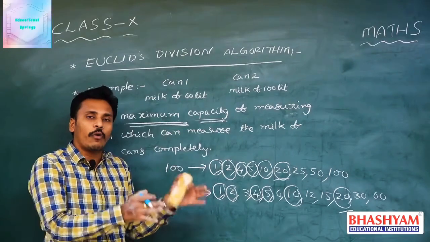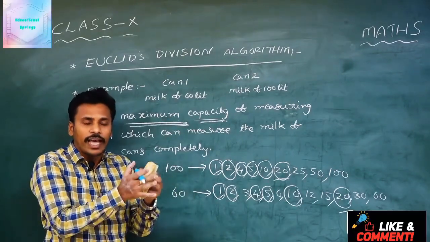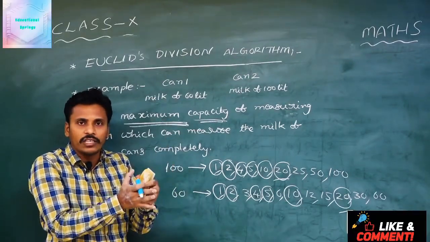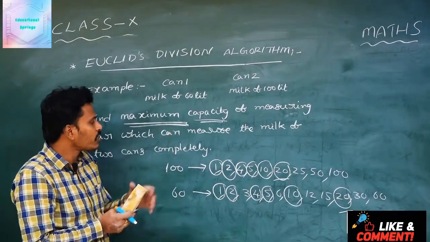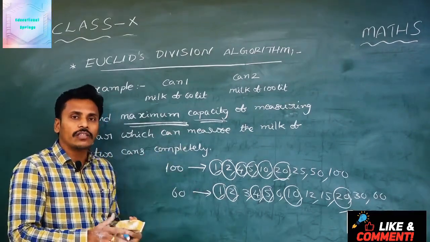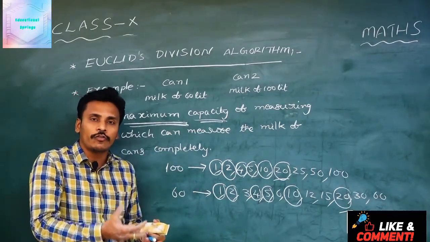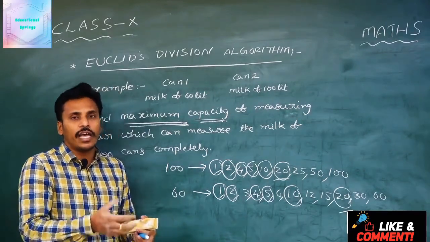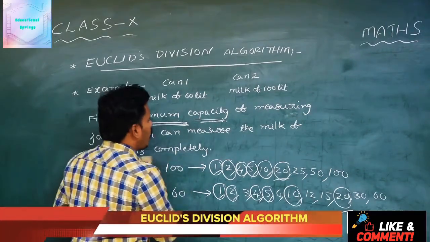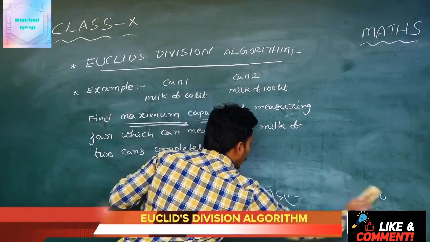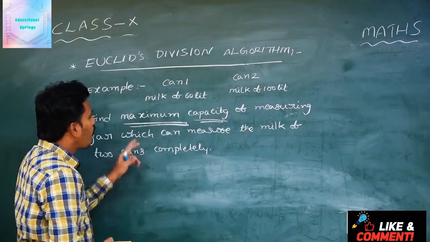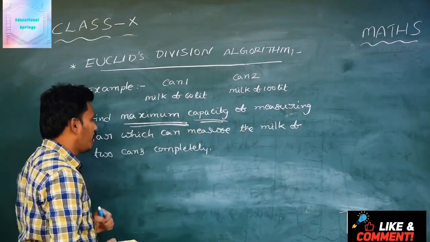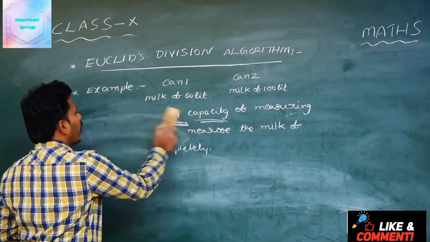Example, with the help of Euclid's division lemma and some logic, I am going to find out that 20, and that logic in turn represents the utilization of Euclid's division lemma, and it gives us a step-by-step procedure. See, now look at the problem once again. We are going to find out the maximum capacity of the measuring jar which can measure the milk completely.